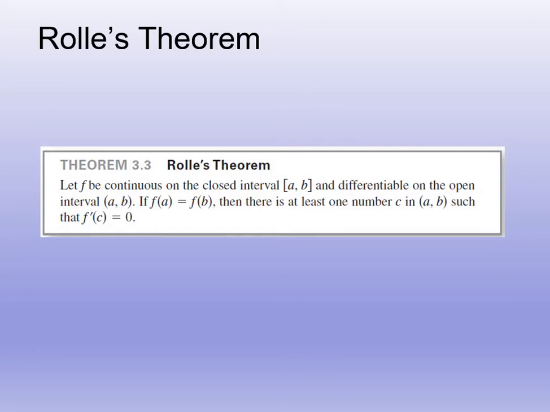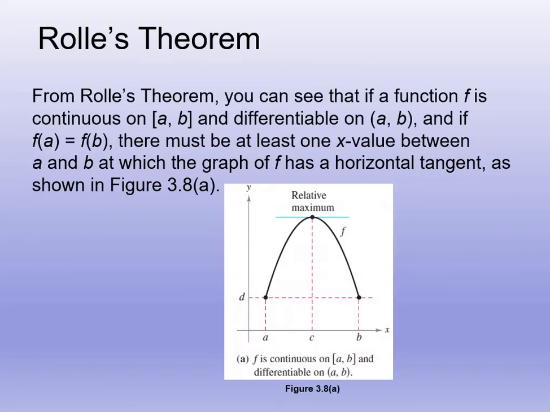So, let's define Theorem 3.3, which is Rolle's theorem. Alright, it says, let f be continuous on the closed interval from a to b and differentiable on the open interval a to b. So, very important points there. So, we have to analyze if f of a equals f of b, then there's at least one number c in the open interval a to b such that f prime of c is 0. Okay, so kind of a lot to read through. We'll approach all these through a few examples.